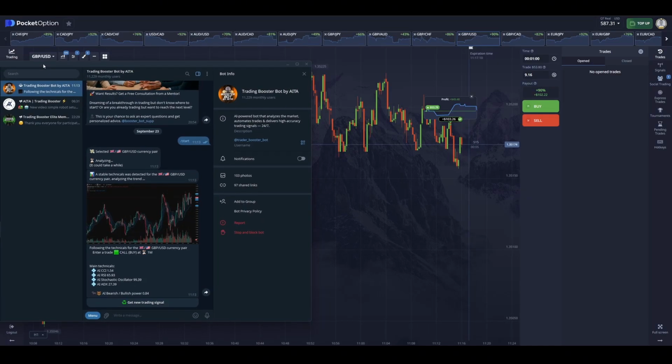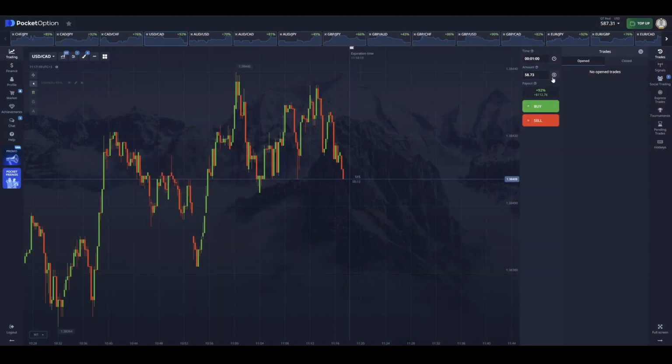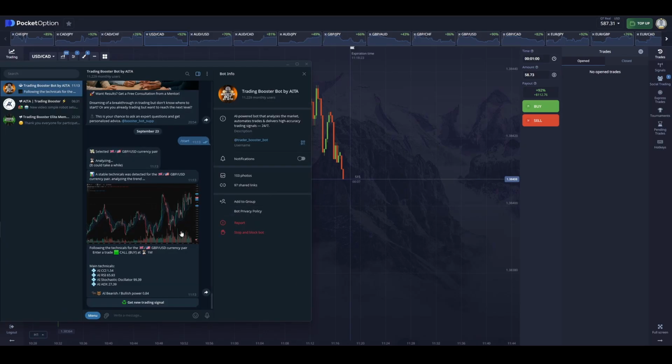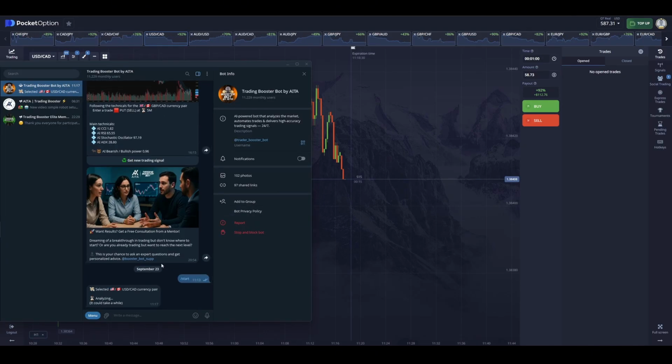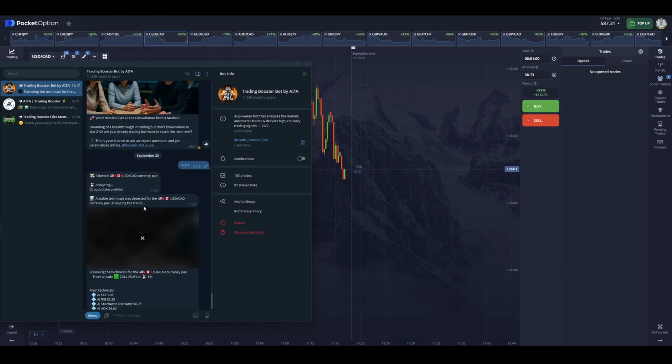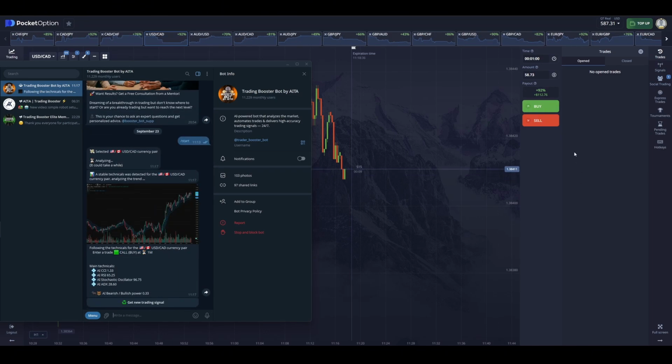Now, let's break down how this machine actually works and how to use it. I'll also open the next trade for 10%, that's $58, and I'll choose the US dollar to Canadian dollar currency pair. Let's go to the booster bot, select this currency pair, wait for the bot to do its analysis, and then we'll open the trade together with it. I get a buy signal, and right from here, I open a buy trade.